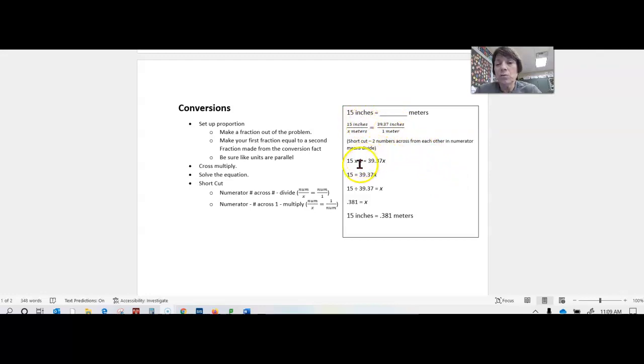So 15 times 1 right there, and then 39.37 times x. When I do 15 times 1, I get 15. In order to isolate this x, I'm going to divide by 39.37. And when I do that, I round it to 0.381. So make sure you pay attention to directions when they ask you what to round to or tell you what to round to there. All right, so that is it for this unit.